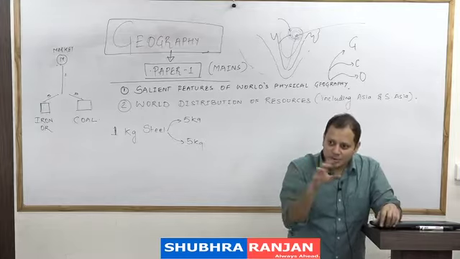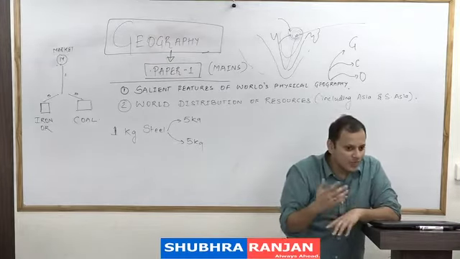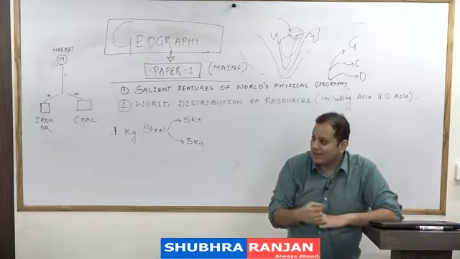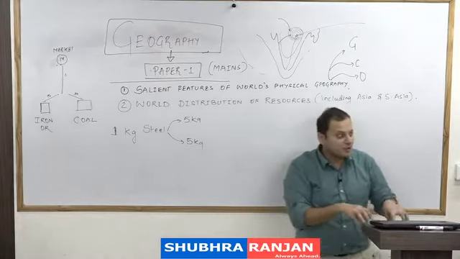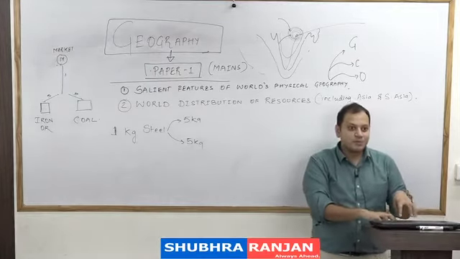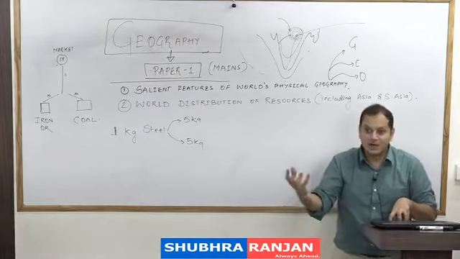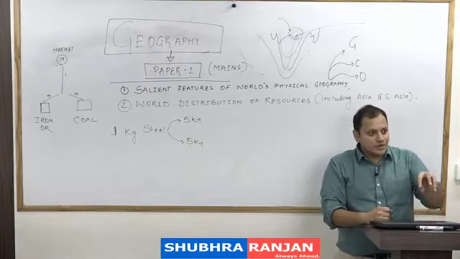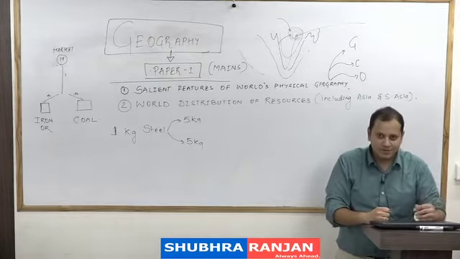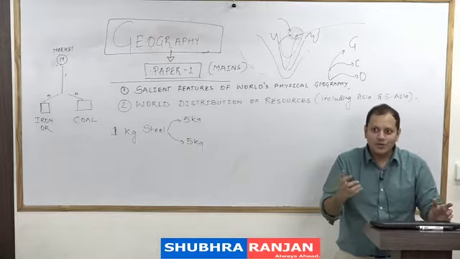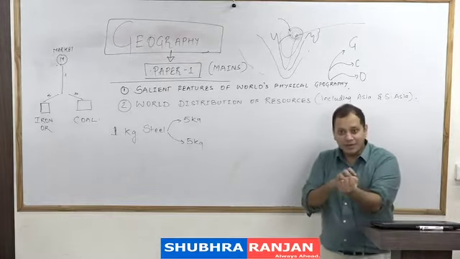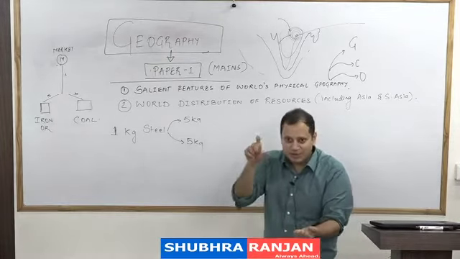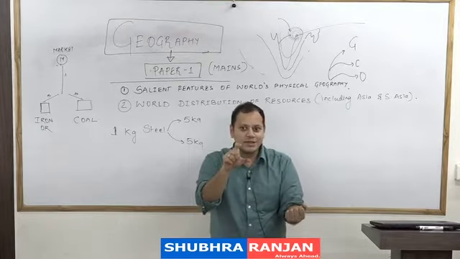Do you eat carbohydrates? Yes. Why? As a source of energy. Why is it named carbohydrates? Because the most important constituent in it is carbon. Do you eat proteins? Yes. Amino acids. Why? Again, as building blocks. The most important constituent inside them is nitrogen.